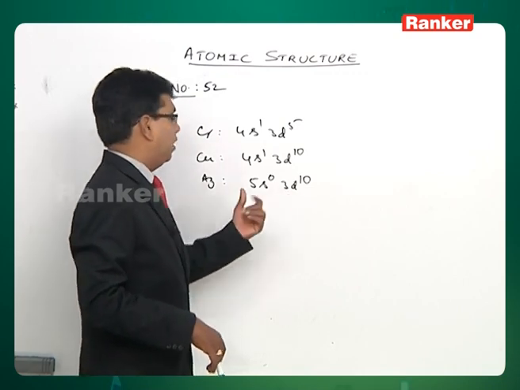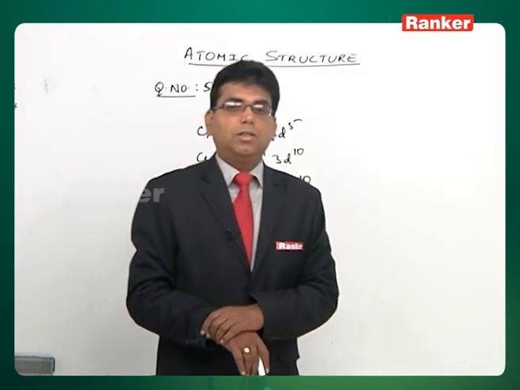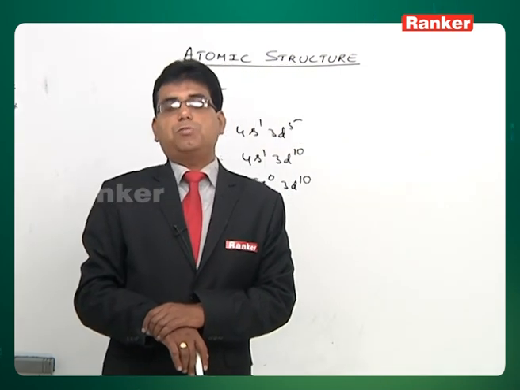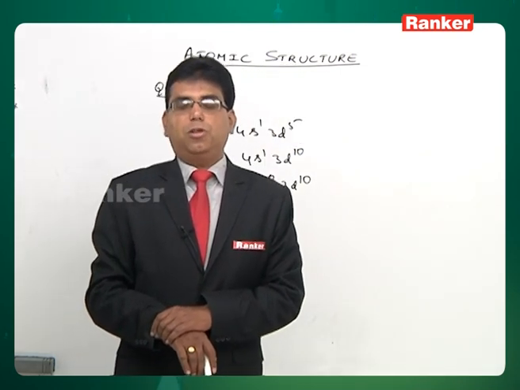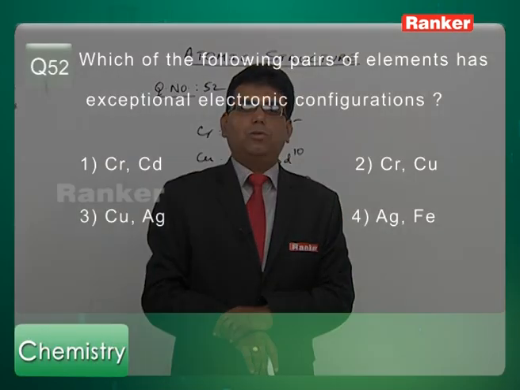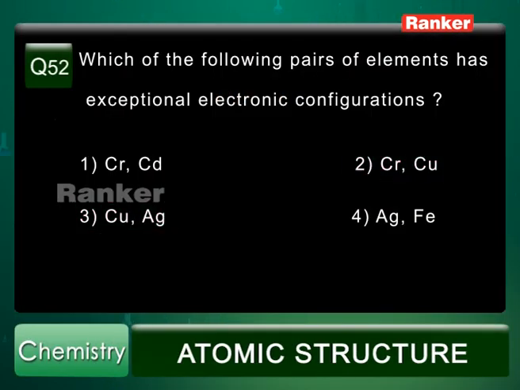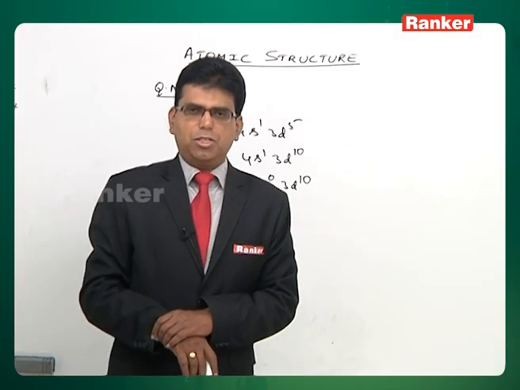So like this we have chromium, copper, silver, these are the ones where we have exceptional configurations. Iron and cadmium are not having exceptional configurations. So the correct pairs here are option 2 and option 3. Now let's move on to question number 53.